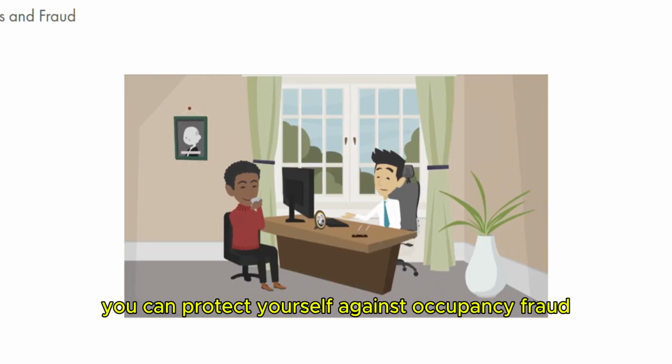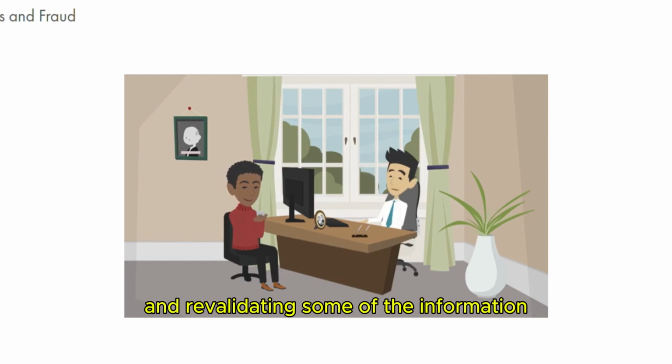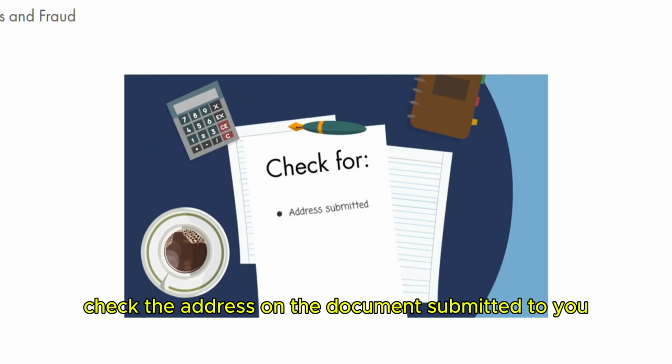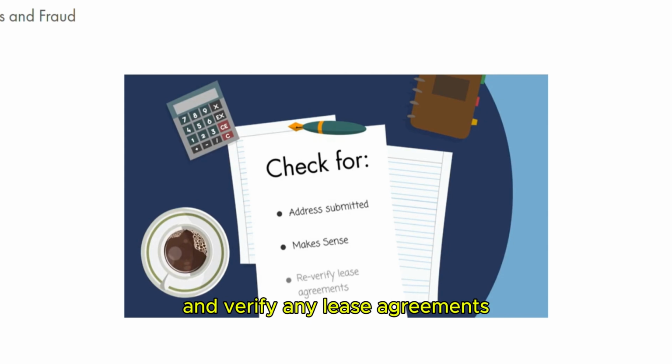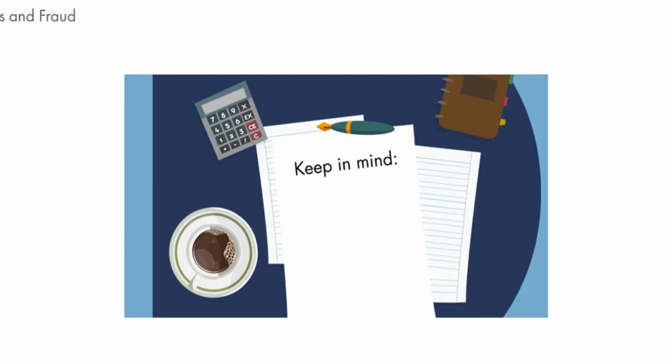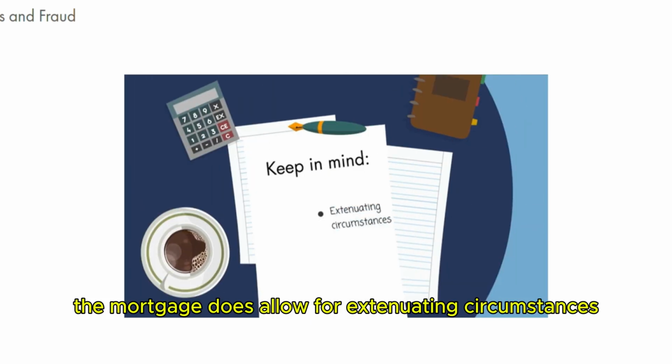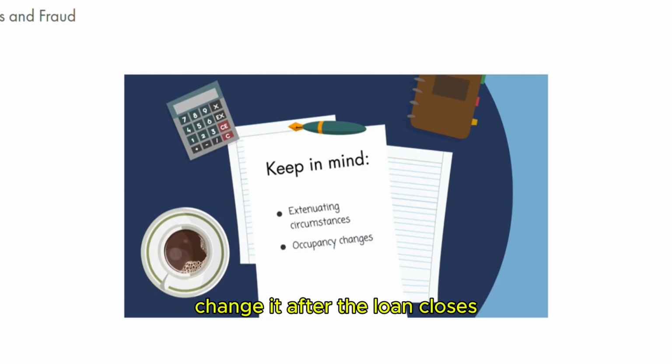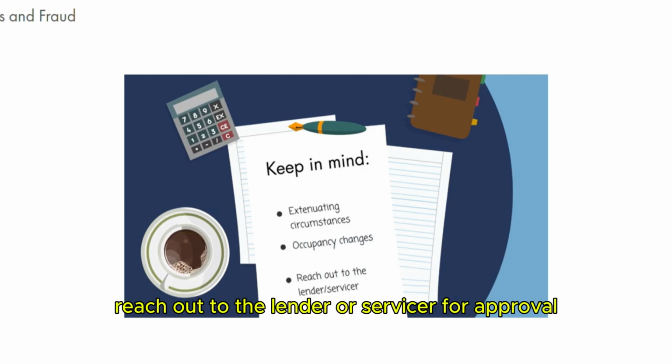You can protect yourself against occupancy fraud by asking good questions and revalidating some of the information. Check the address on the documents submitted to you to see if they make sense, and re-verify any lease agreements to confirm their authenticity. Keep in mind the mortgage does allow for extenuating circumstances if the intended occupancy changes after the loan closes. Have your borrower reach out to the lender or servicer for approval.